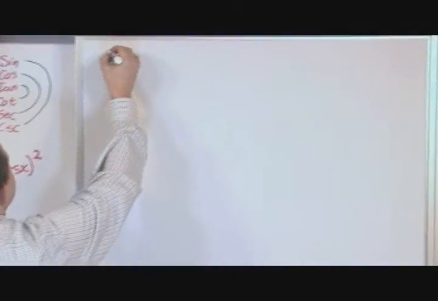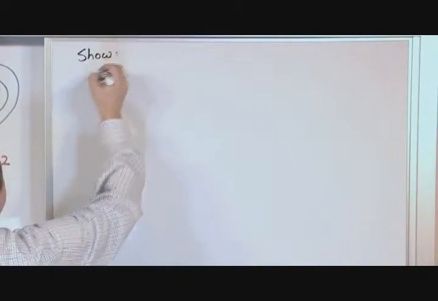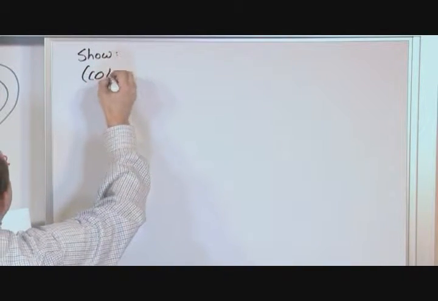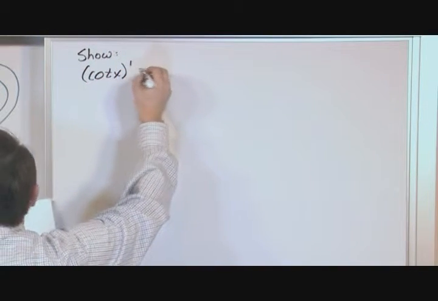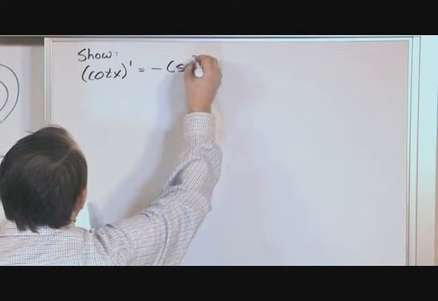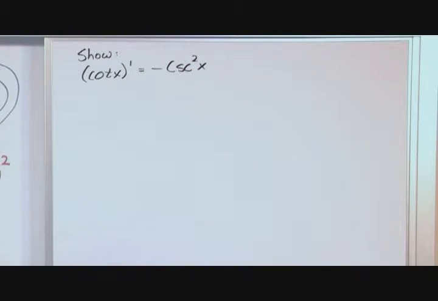Let's show that the derivative of the cotangent function is equal to the negative cosecant squared x, which is given in our table. Derivative of cotangent is negative cosecant squared. So all we're going to do is prove that.